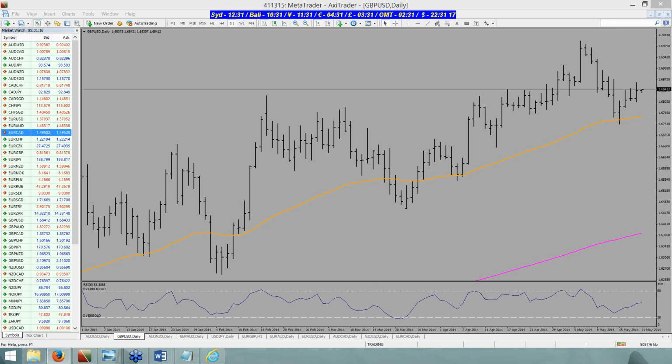You've got to wait for the bar to finish before you make the decision. That's on any time frame you're trading on, whether it's 4 hour, 1 hour, or daily. Wait for the bar to finish before you make your decision.